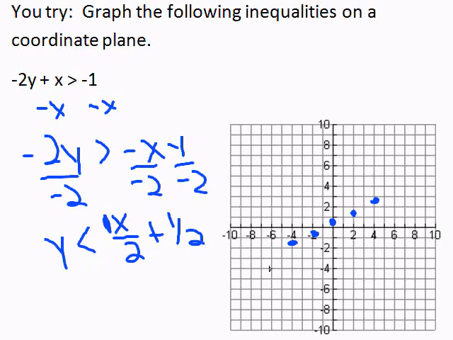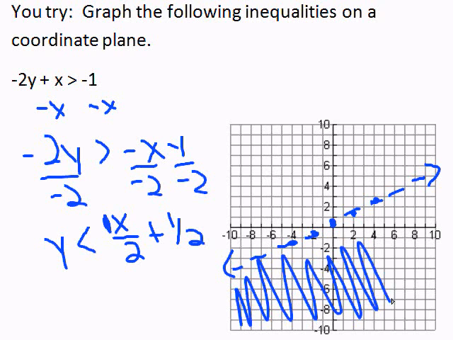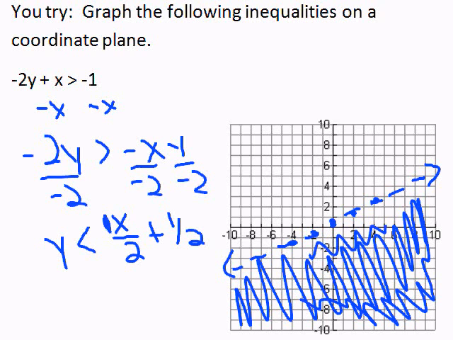Since y is less than and not or equal to, I use the dashed line to indicate that the points on the line are not solutions to the inequality. Since y is less than, I shade below the line, indicating that all the points below the line are solutions to the inequality.